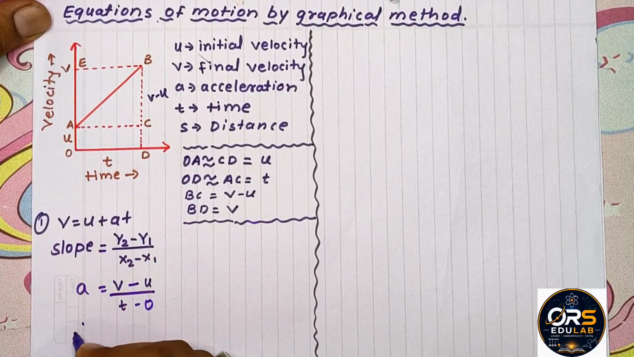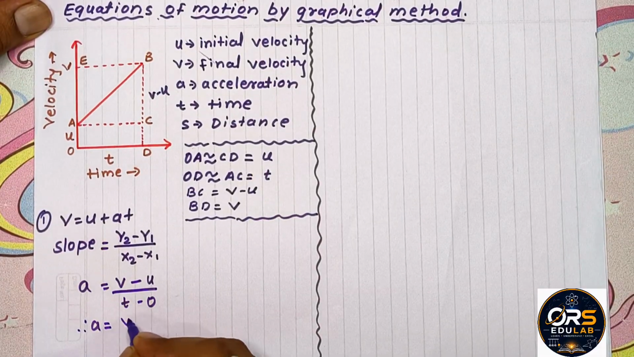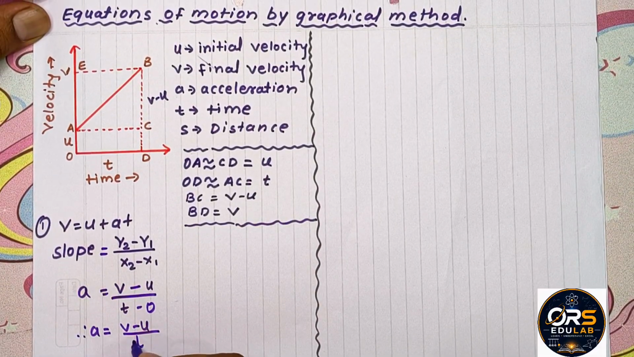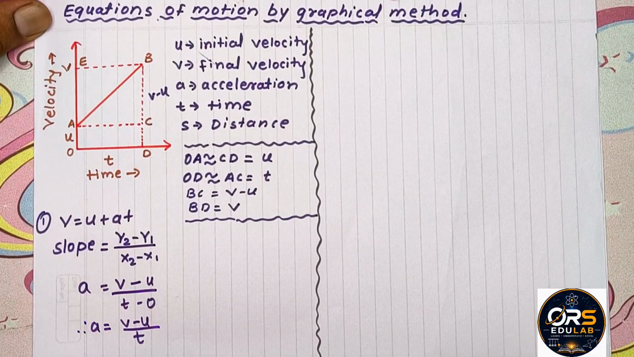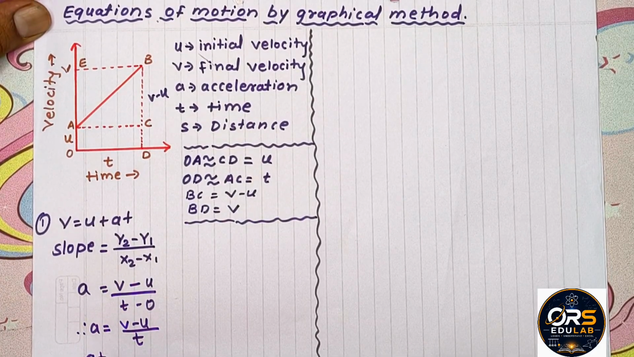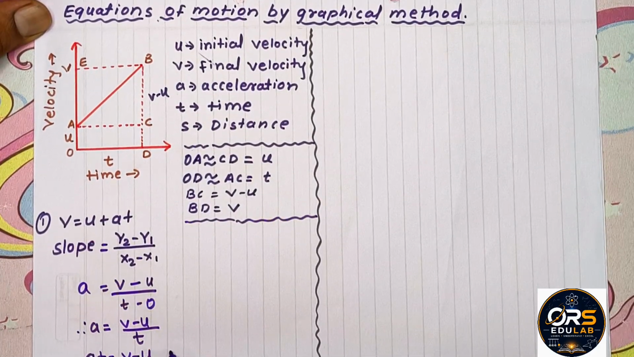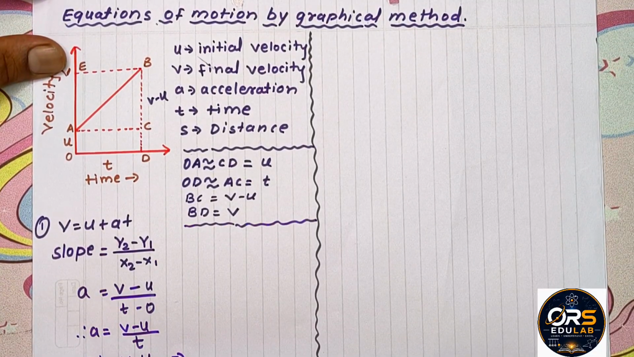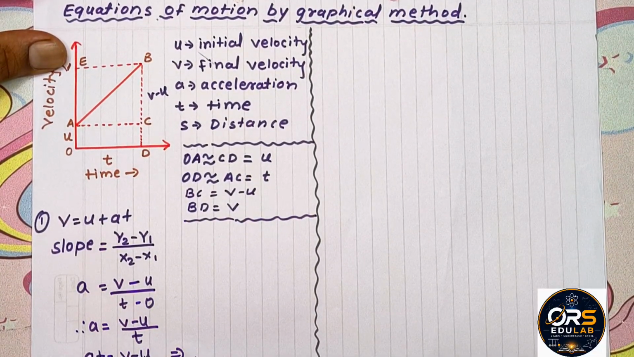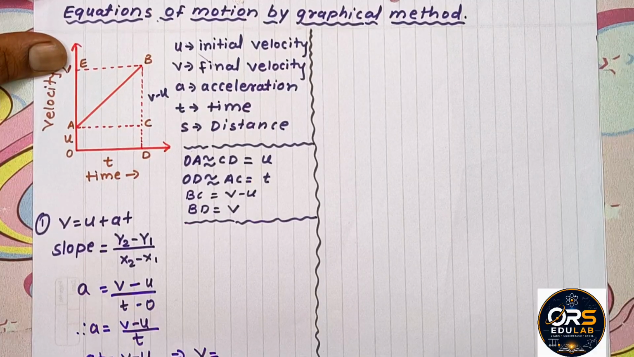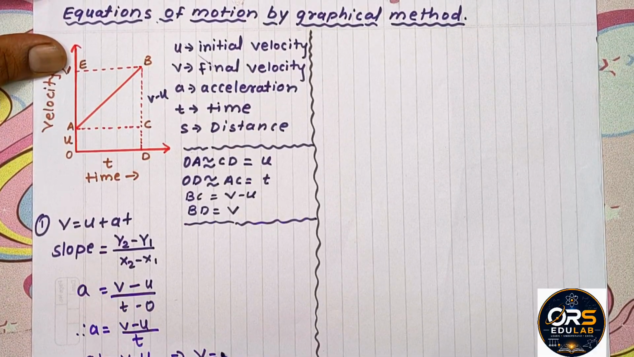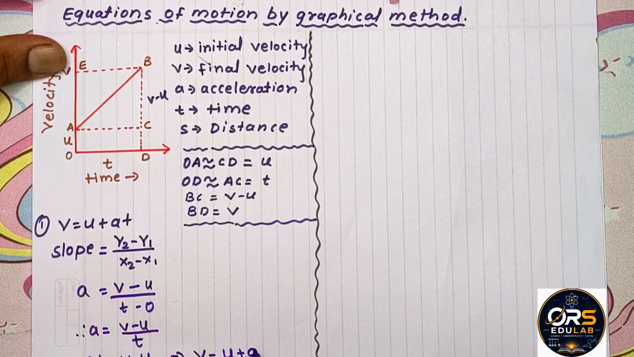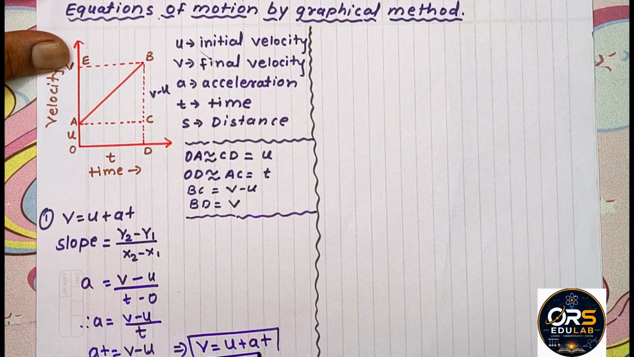And from the slope, what we are getting? Acceleration. So therefore acceleration is equal to v minus u upon t minus 0, which is t. So this t goes this side, becomes a into t is equal to v minus u. This implies minus u goes this side, becomes plus, and rearranging this equation for v, v is equal to u plus at. So this is the first equation of motion.